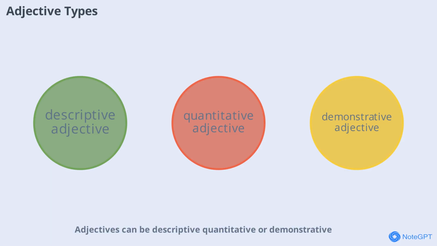Adjectives can be descriptive, quantitative, or demonstrative. Descriptive adjectives tell us what kind, like blue or smart. Quantitative adjectives tell us how many, like 3 or many. Demonstrative adjectives point out specific things, like this or those. Each type adds a different layer of meaning.